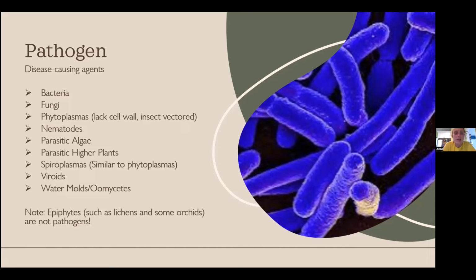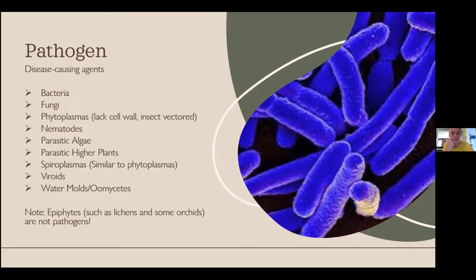They can include bacteria, fungus, phytoplasmas, which are little cells that lack a cell wall that are vectored by insects. And I have some really good examples of those coming up. Nematodes, which are tiny microscopic worms that are found pretty much everywhere outdoors. Parasitic algae, higher parasitic plants. So that could include things like mistletoe.